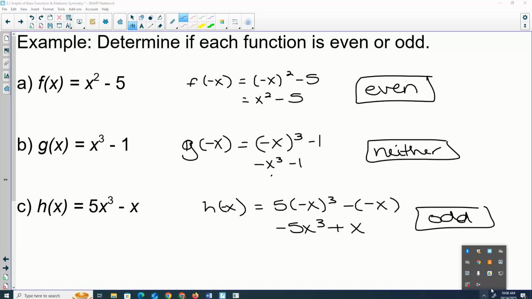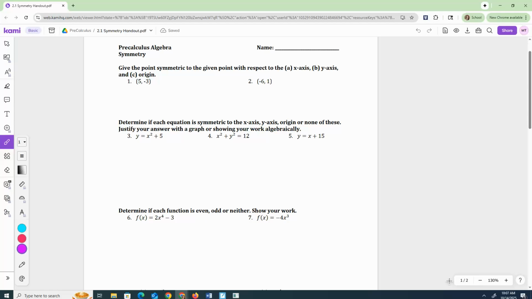Here is what I want to do. This first one, I just want you to think about what this means. If you have a point, 5, negative 3, okay, you can draw a picture if it helps you. Here's my point. If it is symmetric to the x-axis, what would that point be? If you flip it over the x, it would be 5, 3.